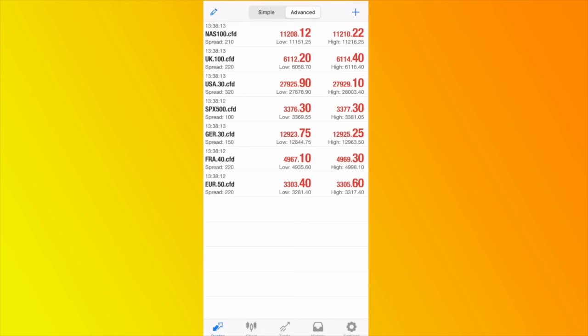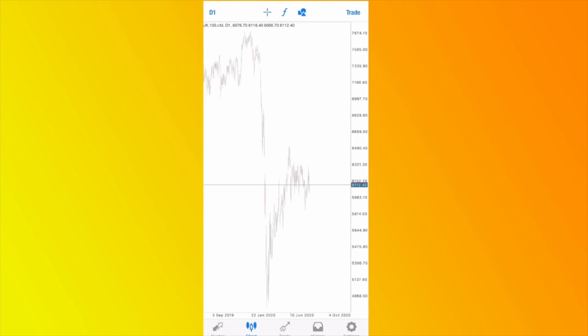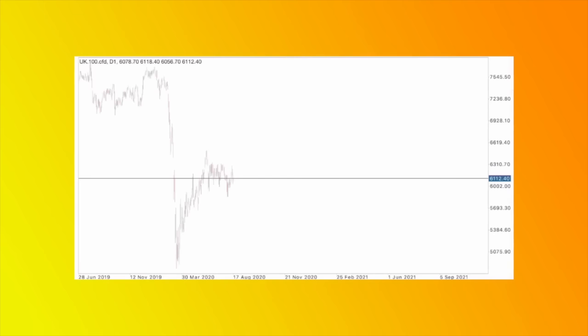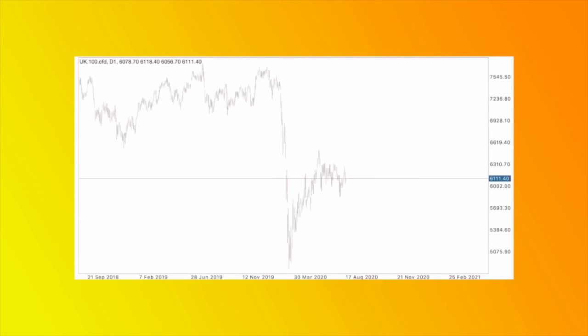Ladies and gentlemen, as well as with UK 100, we're going to be following the 10 steps. The first step is this one: you move to a daily time frame. Then you follow the second step, which is you put your cell phone on portrait mode. Those are the two steps that we have done right now. Then step number three is you look for an overall direction. The overall direction that I'm seeing right now is obviously buying opportunities.